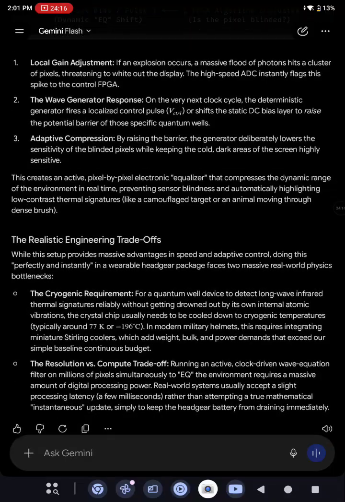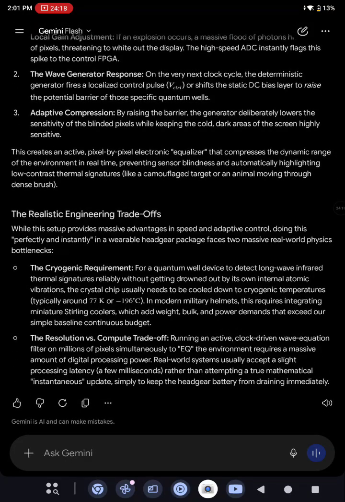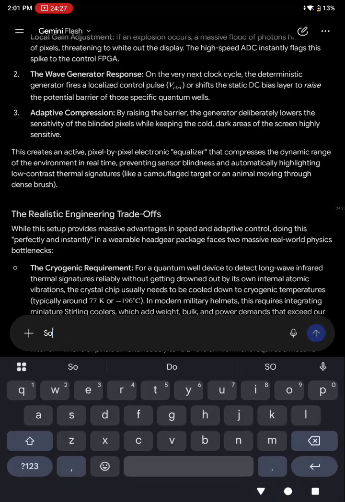Okay. There would be a realistic engineering trade-off with cryogenic requirement. So you need a Cryocase for build.